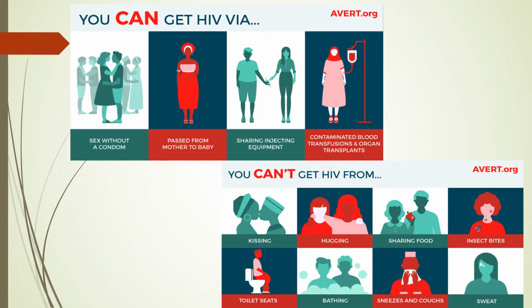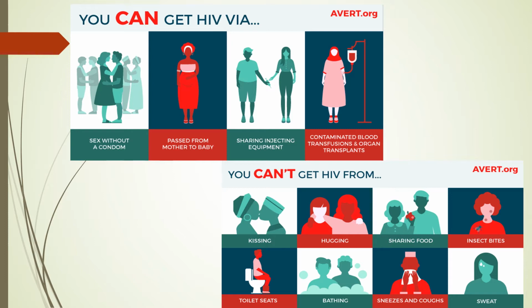There are misconceptions on how you can and cannot get HIV. You can get HIV by having sex without a condom, being passed from mother to baby during labor, delivery, or breastfeeding, sharing injecting equipment, which are needles, or contaminated blood transfusions and organ transplants. In the United States, this is not much of an issue, but in other parts of the world, it is.